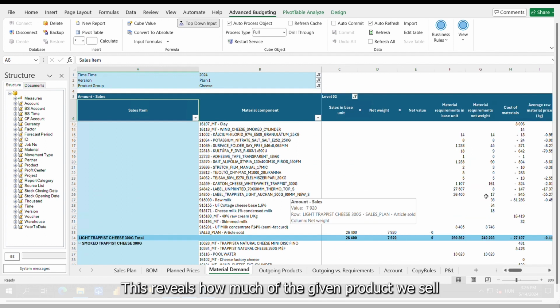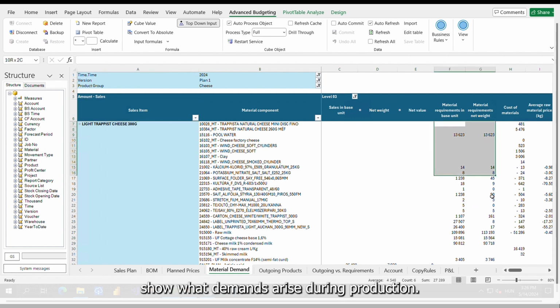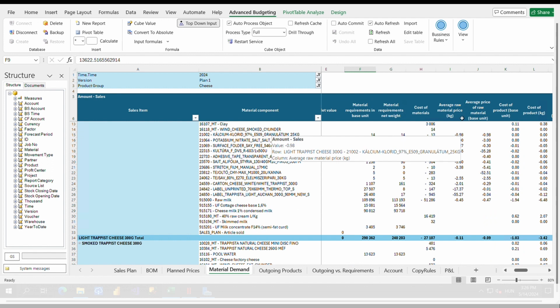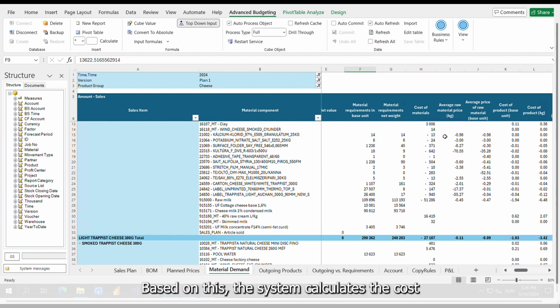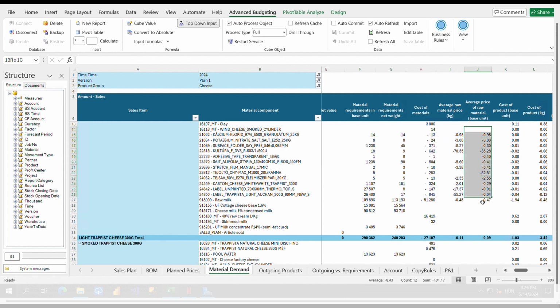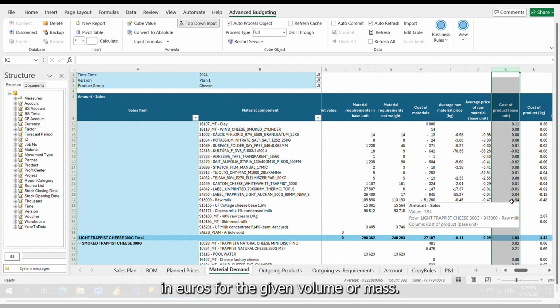This reveals how much of the given product we sell, and the line-by-line calculated requirements show what demands arise during production. Based on this, the system calculates the cost and an average price per kilogram or other unit of quantity. Thus, it provides the unit cost in euros for the given volume or mass.